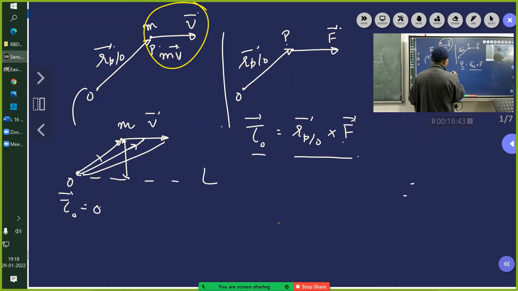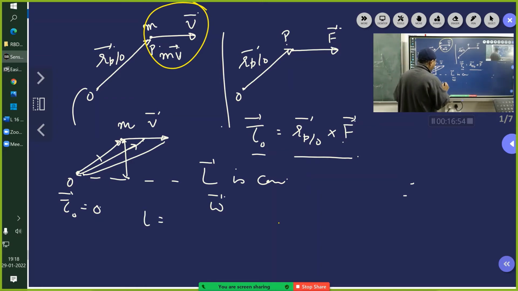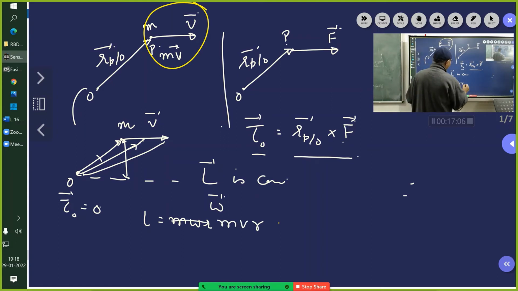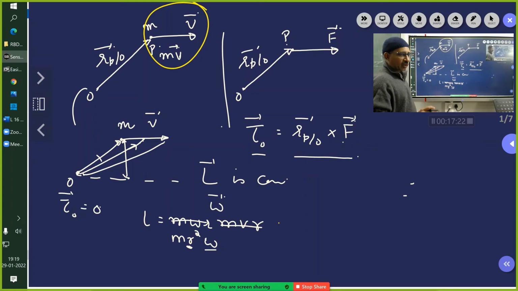L bar is constant, but what about omega bar? They have asked that question: is omega bar constant? L is equal to m v r. V is equal to omega r, so if you express it, you will write it as m r square into omega. Here you see this r is increasing, therefore omega should decrease. So omega is not constant.